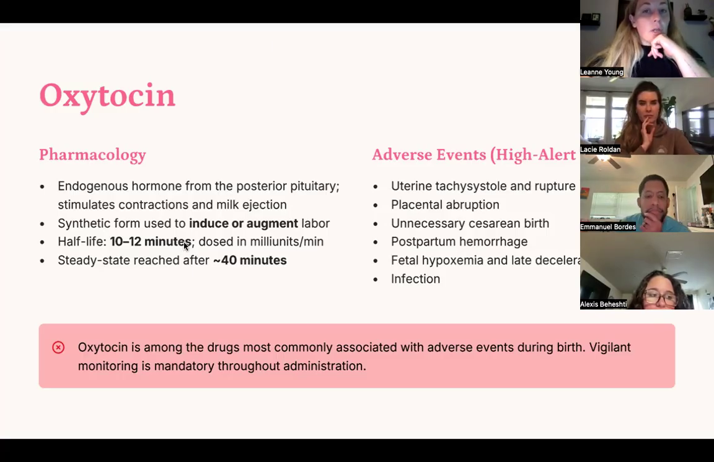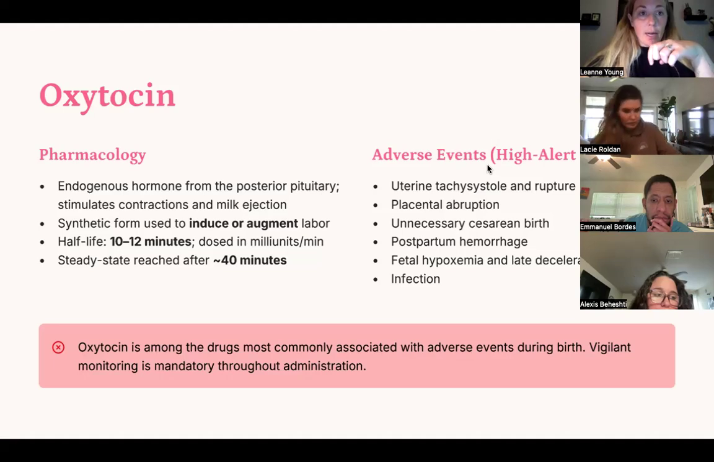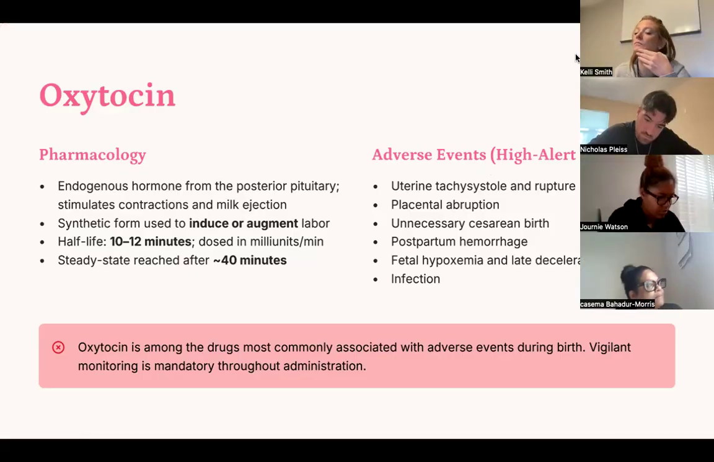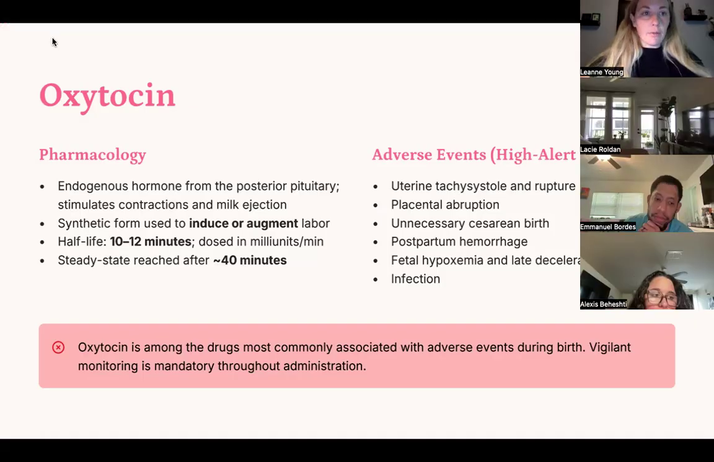So, what are some adverse effects? The biggest risk with Pitocin use is uterine tachysystole and uterine rupture, right? Because if we're introducing this medication too quickly, we're having too many contractions, that's going to cause a uterine rupture, or we're going to see potentially placental abruption, which can lead to unnecessary cesarean birth, right?